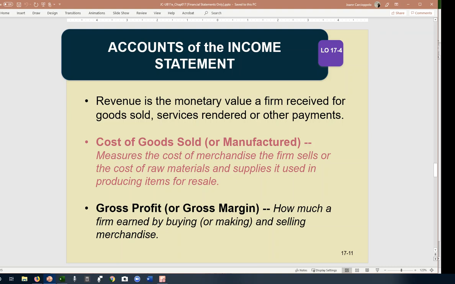When we subtract the cost of goods sold from the net sales, we get gross profit or gross margin. The gross profit or gross margin is how much a firm earned by buying or making and selling the merchandise. In a service firm, there may be no cost of goods sold, therefore gross profit could equal net sales. Gross profit does not tell you everything you need to know about the firm's financial performance. To get that, you must also subtract the business's expenses.